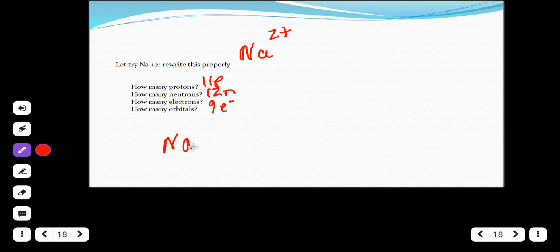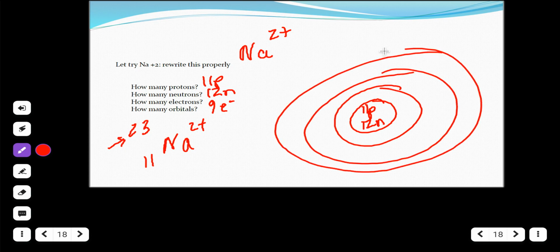The symbol would now become Na2+ with a mass of 23 and an atomic number of 11. Note that this is not what you see on your periodic table, but it is the most common isotope. 22.9 will round to 23. Go ahead and draw your nucleus. 11 protons, 12 neutrons. Draw some orbital shells. Fill in 9 electrons, 2 on the first shell and 7 on the next shell.